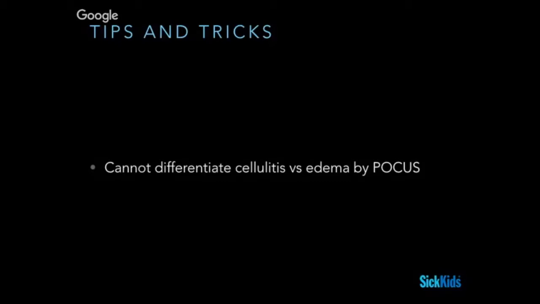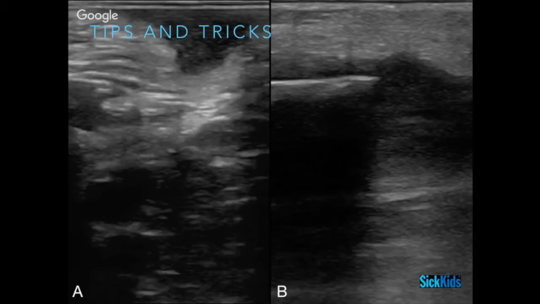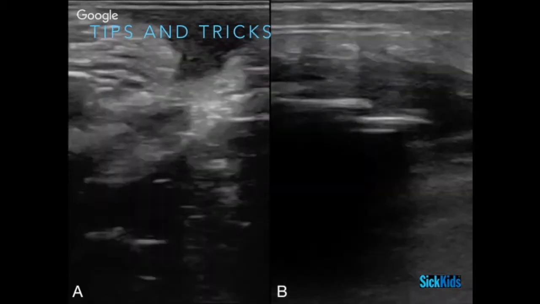The other thing is make sure that you're not cutting into anything that you shouldn't be. So putting on the color, make sure that you're actually looking at your soft tissue and not your lymph nodes or your vessels. So this is what I'm talking about here.